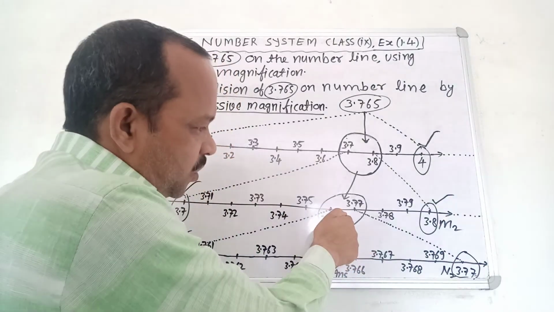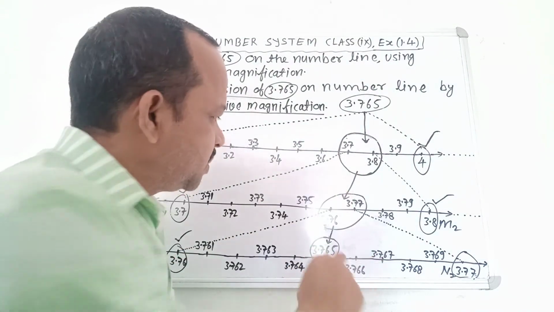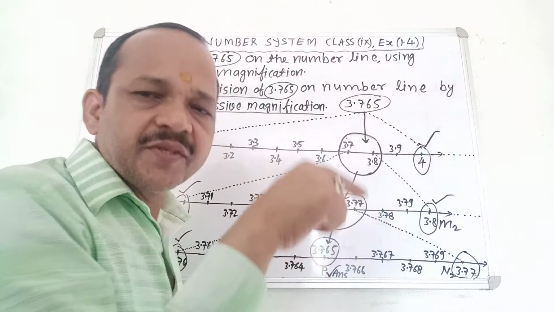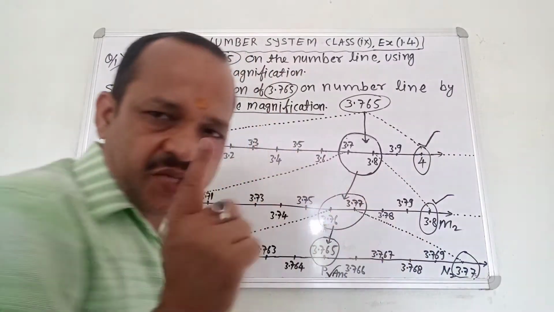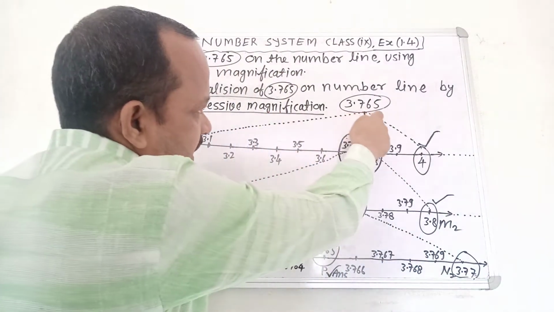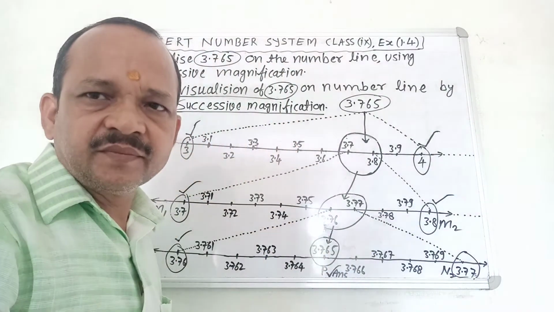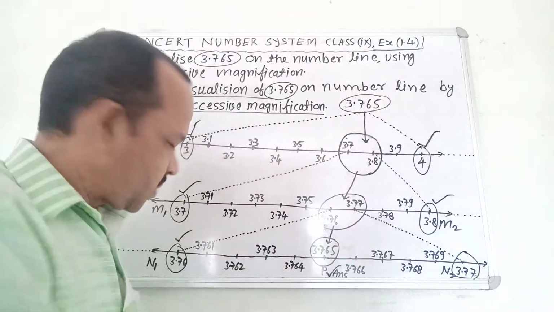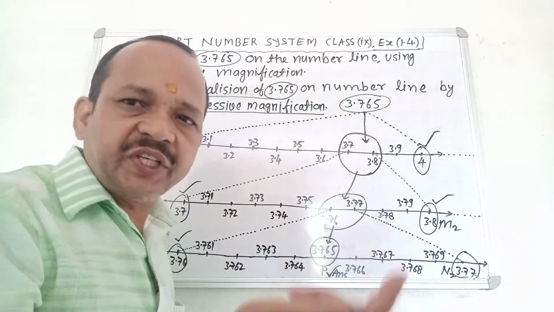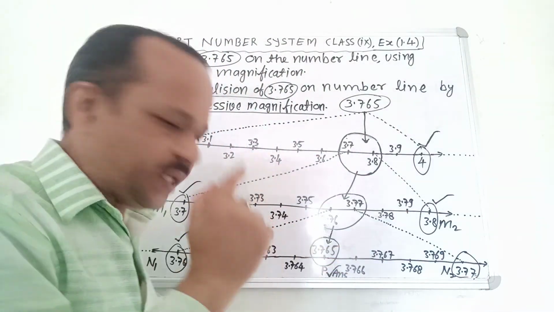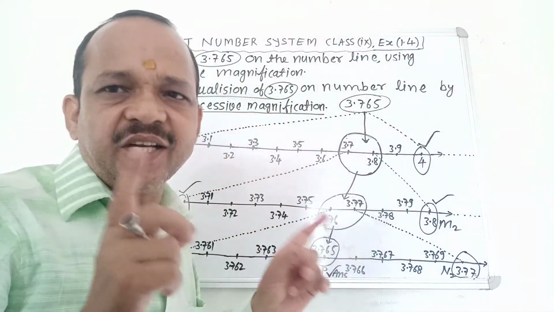Now draw a number line and put 3.76 and 3.77 on it. Here 3.76 and here 3.77. Clear? 3.765 lies between 3.76 and 3.77. It means you divide the distance between 3.76 and 3.77 into 10 equal parts.